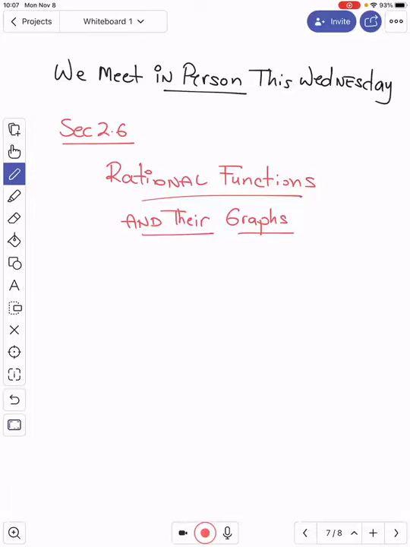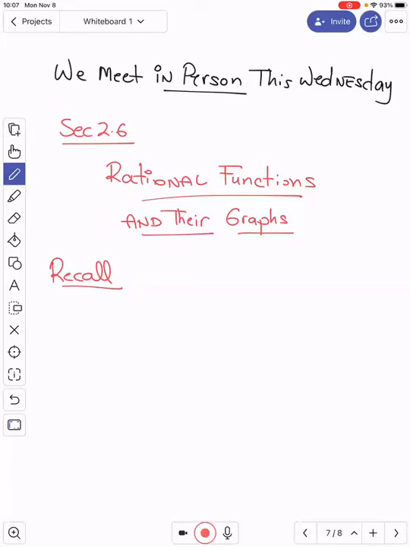All right. So, rational functions and their graphs. I'm going to remind you first what a rational function is, and then I'm going to remind you of two important notions: the horizontal asymptote and the vertical asymptote. I know we discussed this last Wednesday, but I'm going to remind you very quickly.